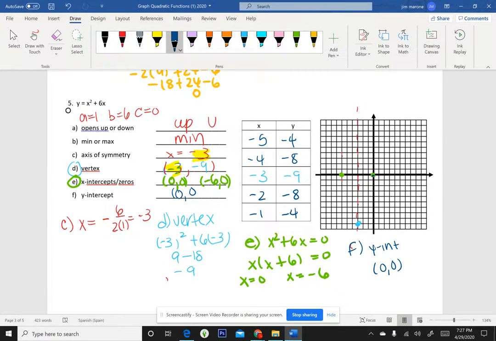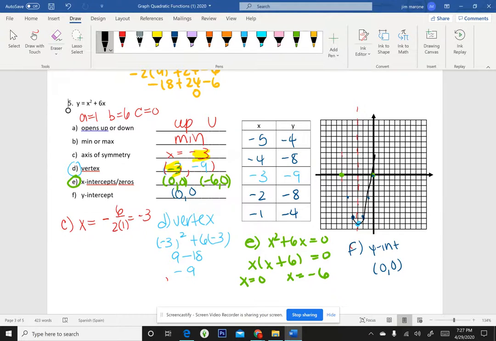So -5, -4 is here, -4, -8, -3, -9, -2, -8, and then -1, -4 is plotted. So we can connect all that.